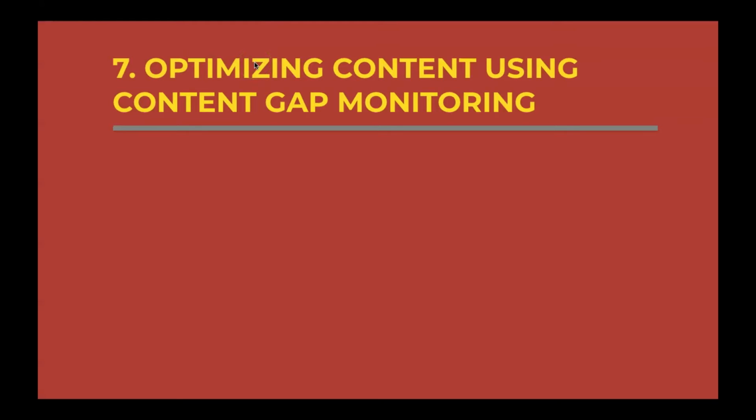Optimizing content using content gap monitoring. I've discussed this in one of my previous tutorials, and I'll be discussing how to find new organic keywords ranking in your content. Plainly, they're useful for you to upgrade your content to its next version. We call it the 10x content, if you really want to upgrade your content.